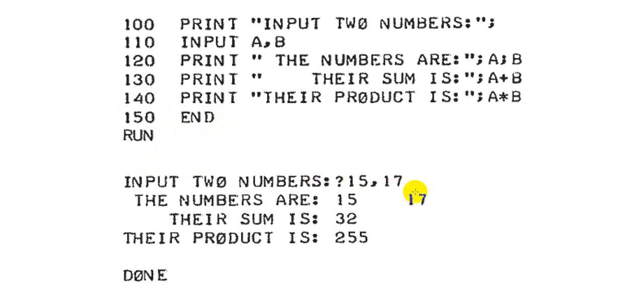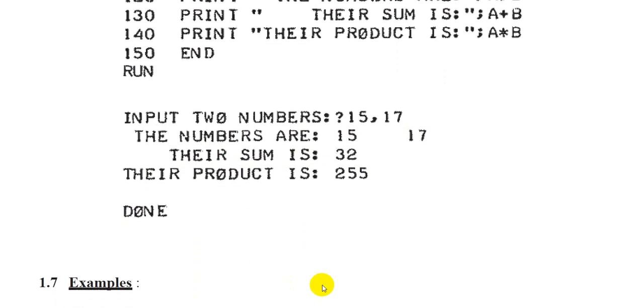Input the numbers 15, 17. As you can see right here, this is the same source code visualized in a different manner, which includes both values, 15 and 17, in the form of digits rather than the form of A and B. So the form of letters is now converted to digits, given by the keyboard input statement illustrated by article 1.6. The numbers are 15 and 17, and their sum is 32, and their product is 255. Done. Executed, accomplished, mission accomplished.